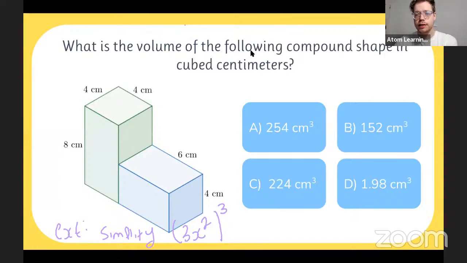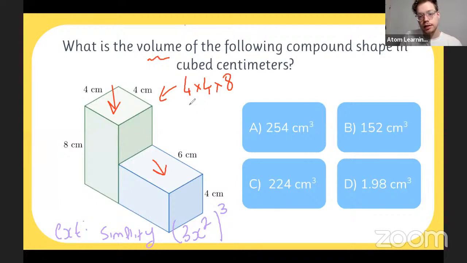Let's go for a nice red to do this one. So we need to find out the volume of this following compound shape in cubed centimeters. So again, all we need to do here is split it into its constituent shapes. So we have this green oblong cuboid, and we have this blue one, okay? So I know that this shape is 4 times 4 times 8. So I need to do 4 times 4 times 8, which is going to be 4 times 4 is 16, 16 times 8.